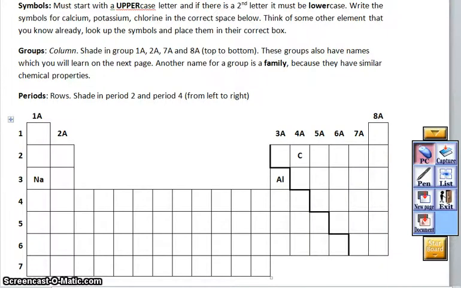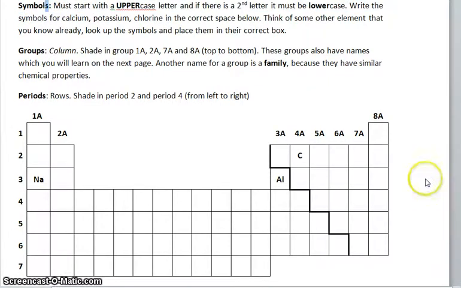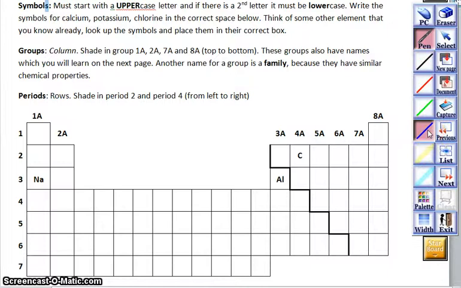Let's talk about the periodic table and symbols, groups, periods. Let's start with symbols. I wrote a symbol earlier, and that was sodium. Here it is. And let's look at another one, aluminum, and of course carbon. Notice that all of them start with a capital letter, and if there is a second letter, it is lowercase.